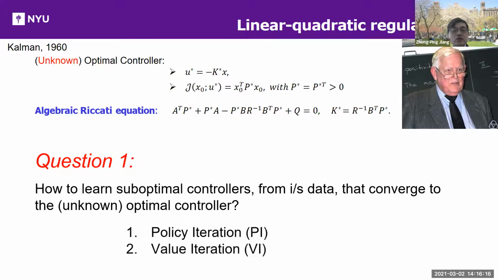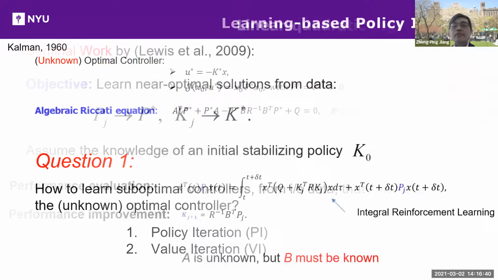There are two methods that can be used. One is called policy iteration, another is called value iteration. This terminology is common in the literature of dynamic programming. They are recursive methods that can be used to solve Bellman equations. We are going to convert these methods to the data-driven context when the system model is not known.